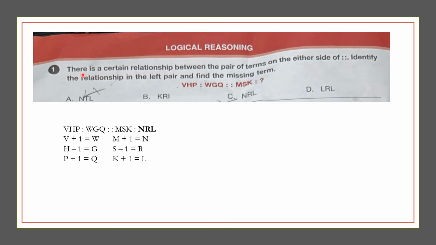Question number 1. There is a certain relationship between the pair of terms on either side of the double colon. Identify the relationship in the left pair and find the missing term. So we have to find the relationship between VHP and WGQ. If we add 1 to V we get W. If we subtract 1 from H we get G, and if we add 1 to P we get Q. So M plus 1 will be N, S minus 1 will be R, and K plus 1 will be L. So the missing term will be NRL, which is option C.